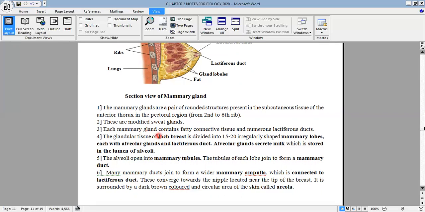So, how will you remember this? That mammary gland shows glandular tissue and numerous lactiferous ducts. Glandular tissue of each breast shows mammary lobes. Mammary lobes will have alveolar glands and lactiferous ducts. Alveolar glands will secrete milk and store it in the alveoli. This alveoli will open into the mammary tubules, to the mammary duct, to the mammary ampulla, to the lactiferous duct, and the lactiferous duct to the tip of the mammary gland. So in this way, you can remember the parts of the mammary gland.